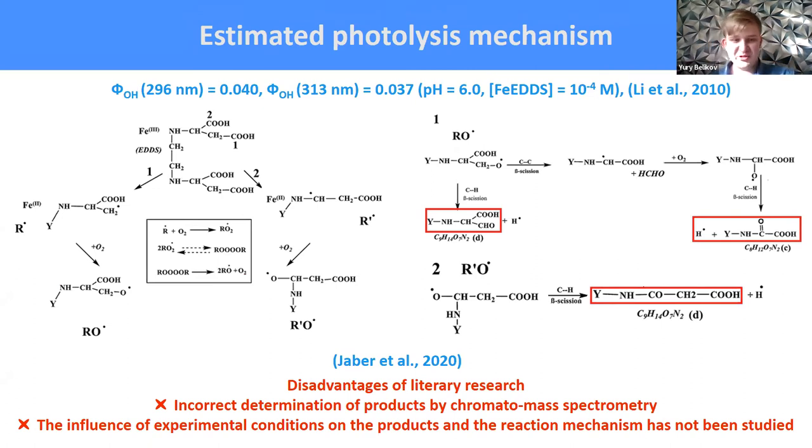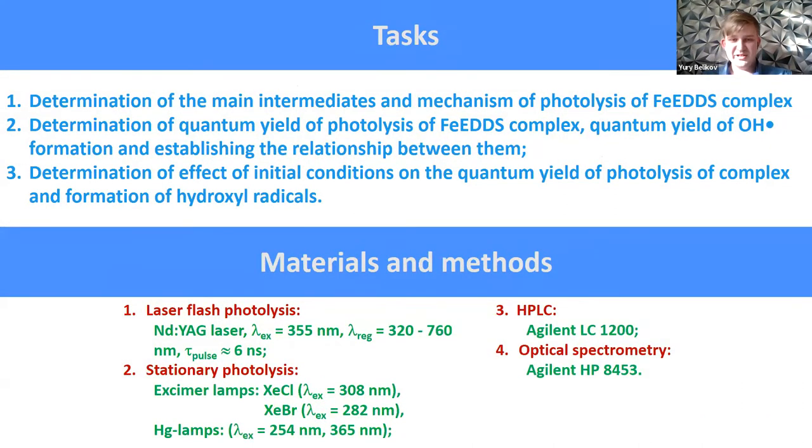Some of the latest research has significant shortcomings. For example, the recent work which shows a mechanism of photolysis has some shortcomings, as I said earlier. In this work, determination of the reaction products of photolysis was incorrectly carried out due to unreached separation in the chromatography-mass spectrometry experiments, and also no experiments were carried out under different conditions. So due to lack of information, we set a task to study the mechanism of photolysis of the iron ethylenediamine disuccinate complex and the quantitative description of the photoprocess in the system using the methods of laser flash photolysis and stationary photolysis.